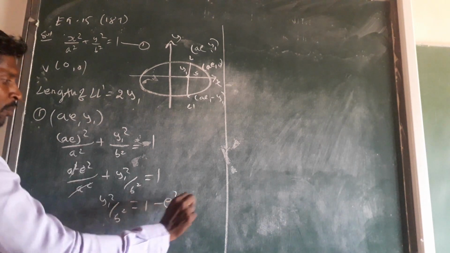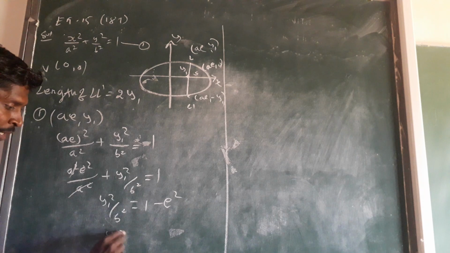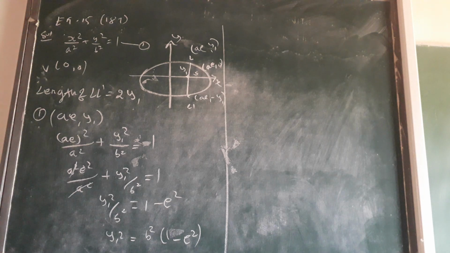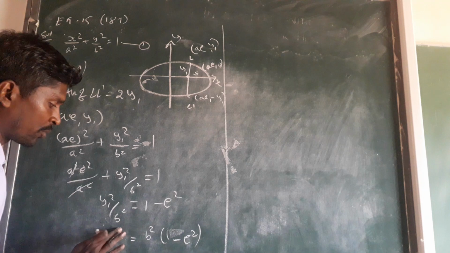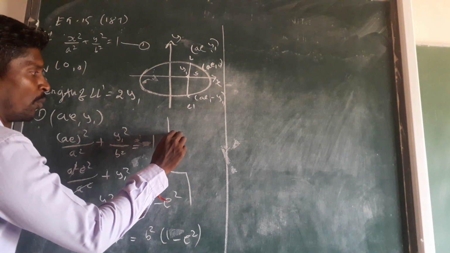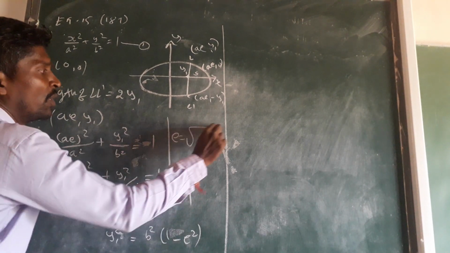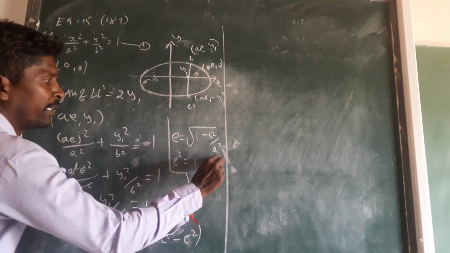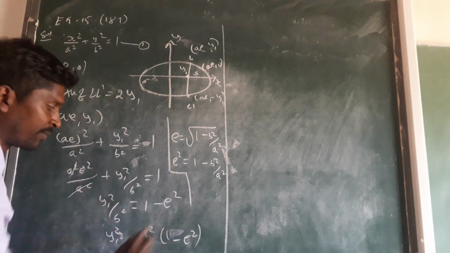Then y1 squared by b squared equals 1 minus e squared. Then cross multiply: y1 squared equals b squared into 1 minus e squared. Now substitute the value. What is the e value? I mentioned it at the beginning, but I will say it one more time. The e value equals the square root of 1 minus b squared by a squared. Then e squared is 1 minus b squared by a squared. So instead of e squared, substitute this value.